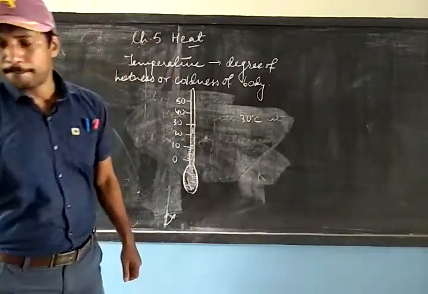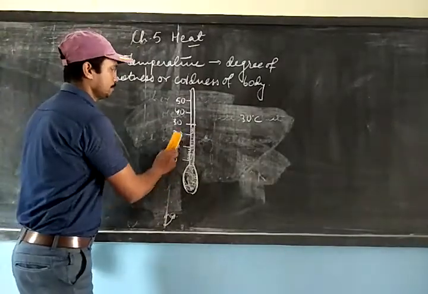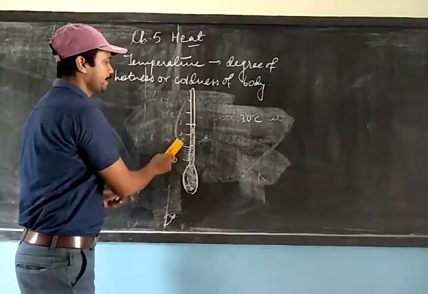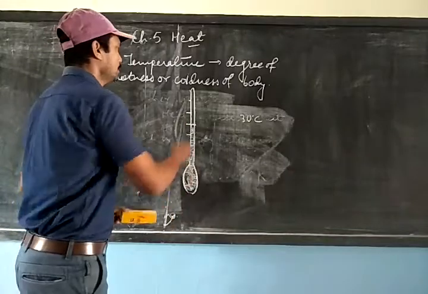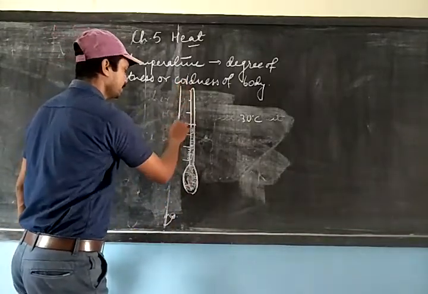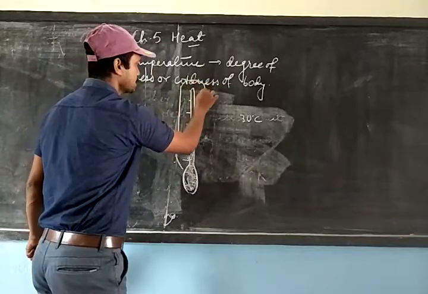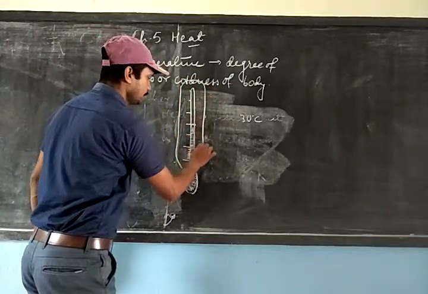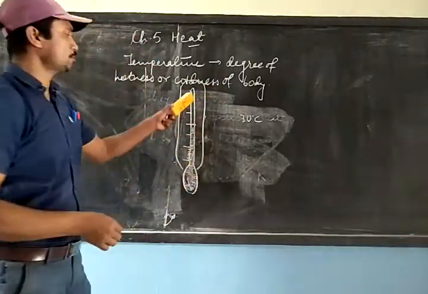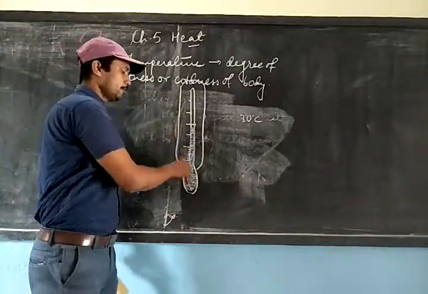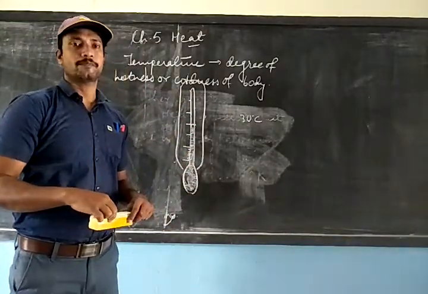Now, protection has to be given to this, so we cover it with a glass. This glass provides protection to the capillary and also to the bulb.